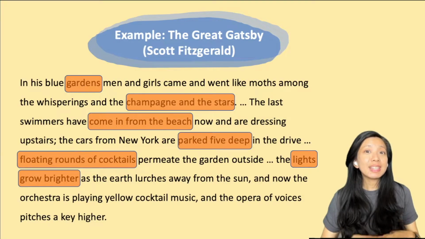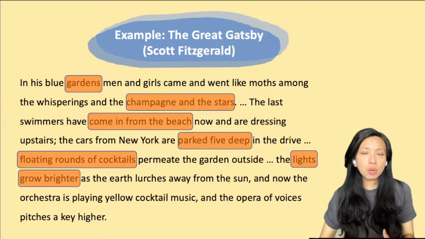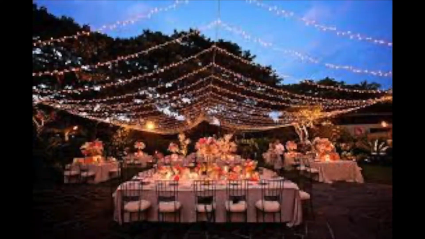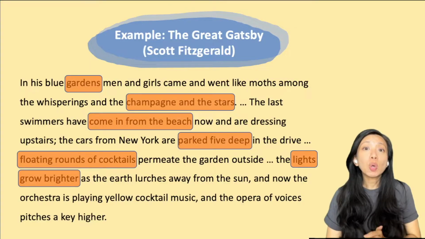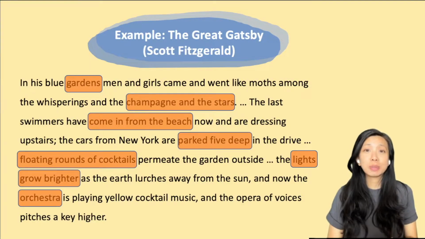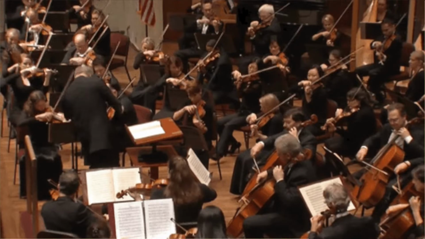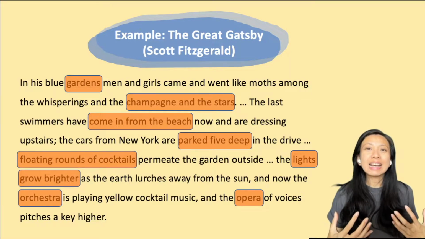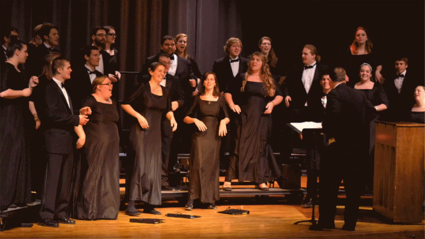The next phrase is lights grow brighter. As we know, this place is somewhere outdoors, so they need lots of lights as well. So you can probably imagine how it looks with lots of lights outside to illuminate the place. There is also an orchestra in this place. Imagine an orchestra is not just one person or a few people playing some music, but it's actually a huge group of people. And finally, opera. So opera of voices. Again, this tells us that there's lots of performers, not just one person performing.